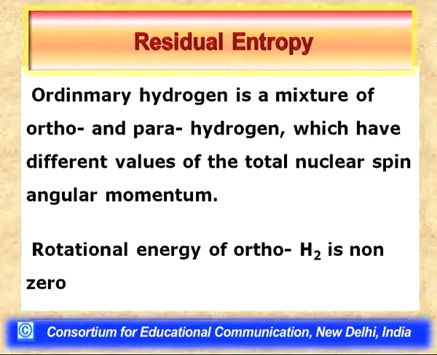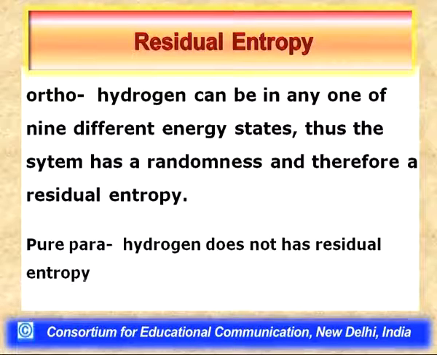So, if you have pure crystalline para hydrogen at absolute 0 of temperature, it will have 0 entropy. But if you have ortho hydrogen, or a mixture of ortho and para hydrogen, then because of the presence of ortho hydrogen in 9 different quantum states with different total nuclear spin angular momentum, there are corresponding different energies. Therefore, ortho hydrogen can be in any one of 9 different quantum states, and thus the system has a randomness and therefore a residual entropy.